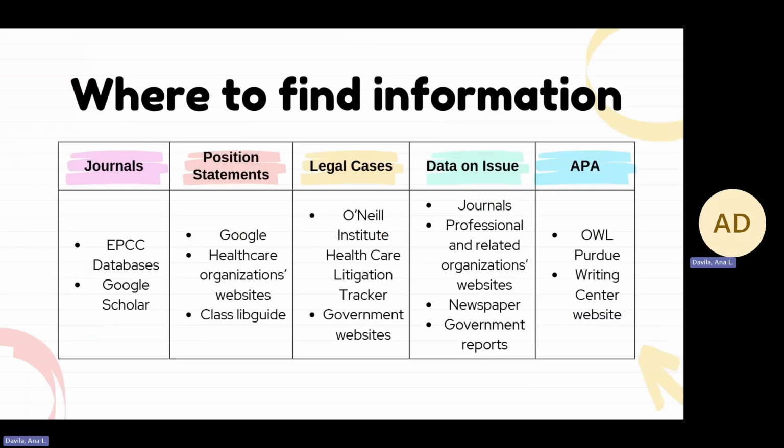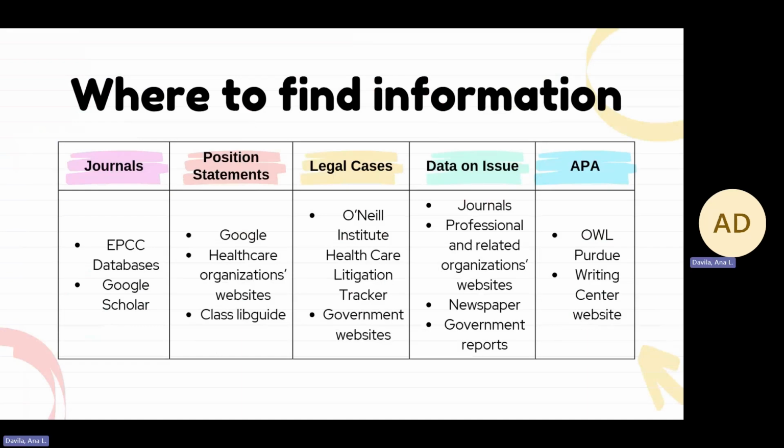For the legal cases, I mentioned the O'Neill Institute Healthcare Litigation Tracker because it tracks some of the issues. If not, you can get into some government websites. For the data on issues, you're gonna use the journals, professional, so let's keep this in mind, professional and related organization websites, right? We cannot use whatever website. Do you have any questions so far?